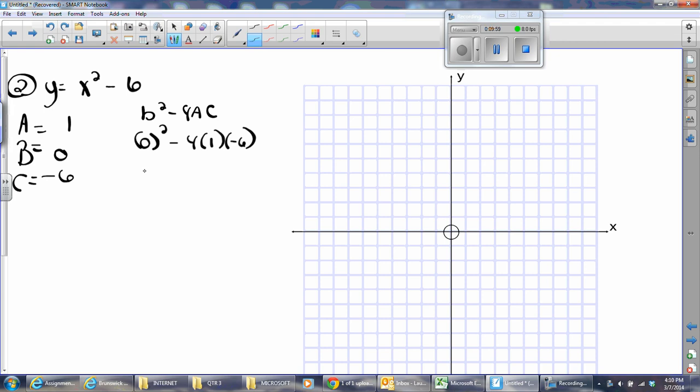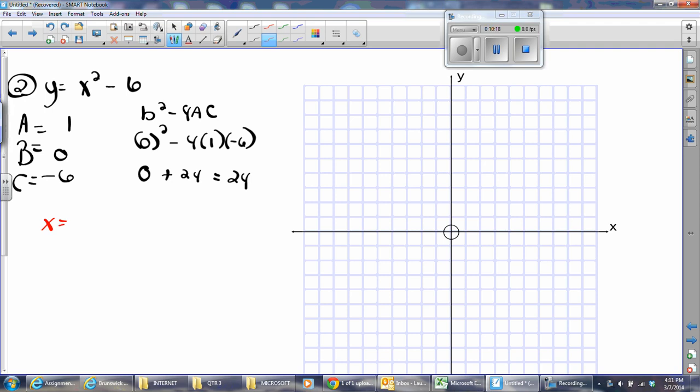And I'm going to get 0 plus 24, which of course is 24. I'm going to have two solutions. They're not going to be rational solutions. They're going to be decimals that never end, never repeat, just like pi. They won't be pi, but they'll be like that.